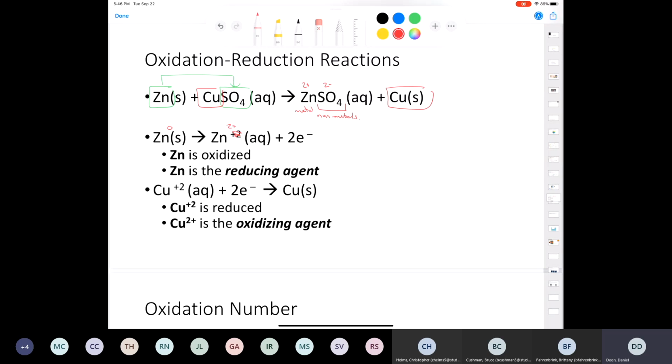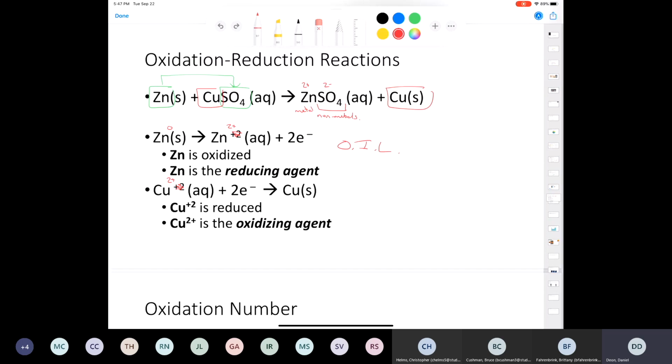So we could say that zinc is being oxidized, right? Oxidation is losing. You could also say that zinc is the reducing agent. What do you mean by a reducing agent? Well, what I mean is that zinc is affecting the reduction of copper 2+. That means zinc is providing the 2 electrons that are going to be used to reduce copper 2+ to copper metal like that. So we can say that the copper 2+ is reduced, or we can say that copper 2+ is the oxidizing agent because it's causing zinc to be oxidized.